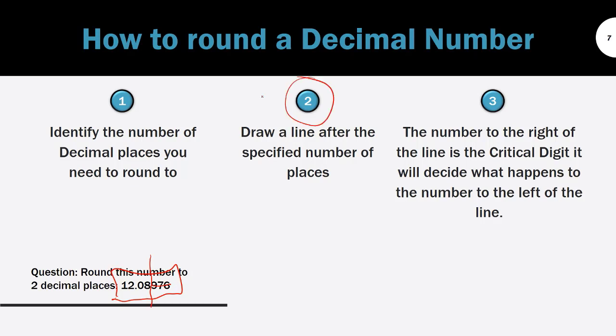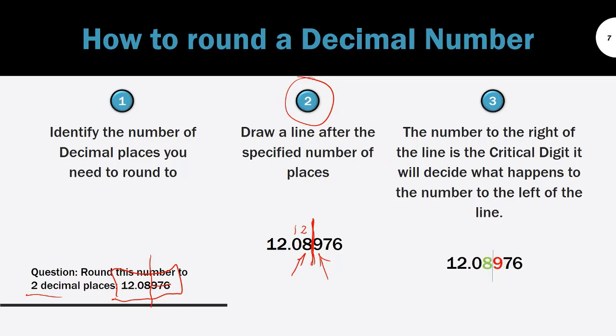Point 2 says draw a line after the specified number of places. So here we go, we've got our number here and we've drawn a line in between the 2nd decimal place and the 3rd decimal place. So all you need to do is count. If it says round this number to 2 decimal places, we just count 1 decimal place, 2 decimal places, and then we draw a line, okay? So you draw a line after that specified number of decimal places.